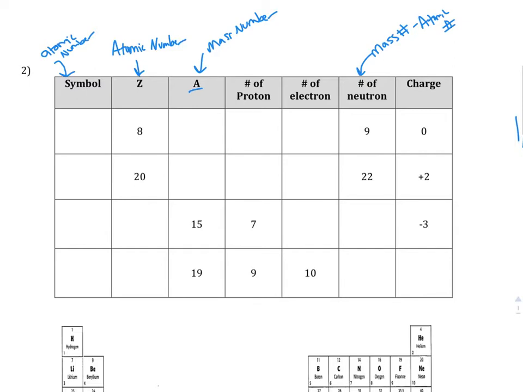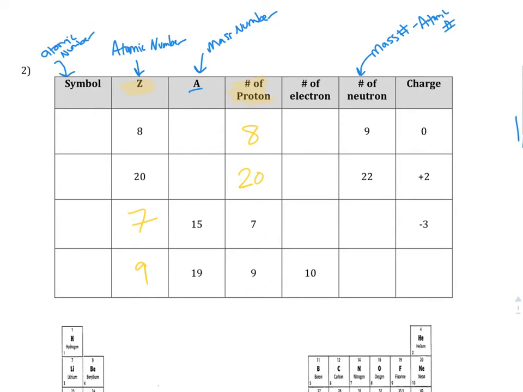Okay? And just so we know, the atomic number and the proton, always these two numbers are going to be the same. The atomic number and the number of proton. So if I see this is 8, I know this will also be 8. If I see this is 20, I know this is also 20. If I see this is 7, I know this will be 7. And if I see this is 9, I know this will be 9. Okay, so that's the first thing I want to tell you. The atomic number is the same as the proton. So that makes that easy.